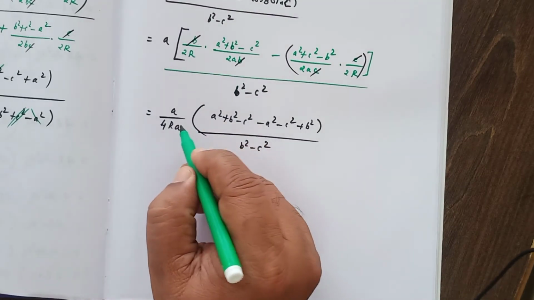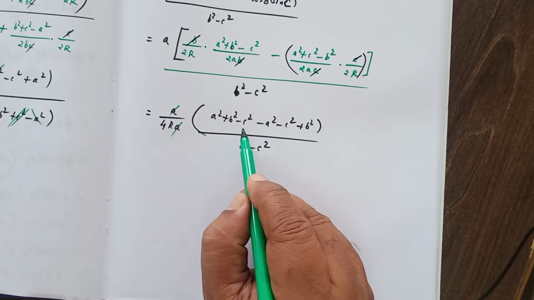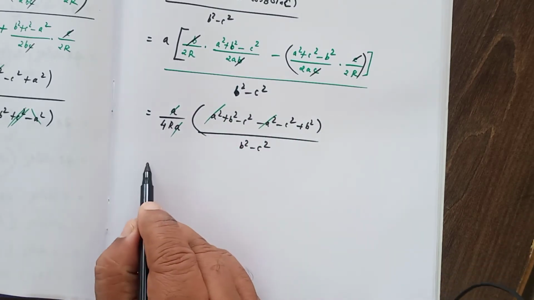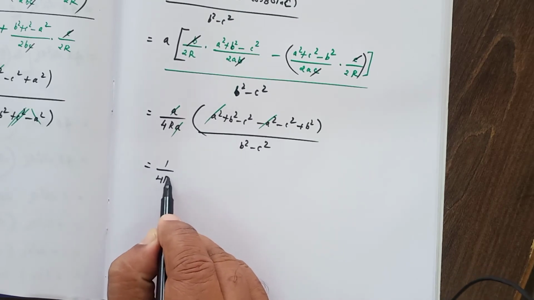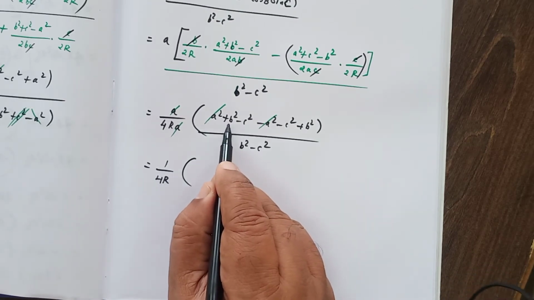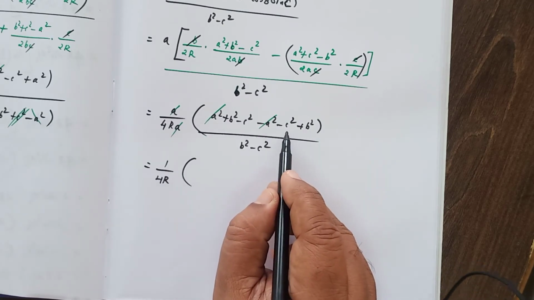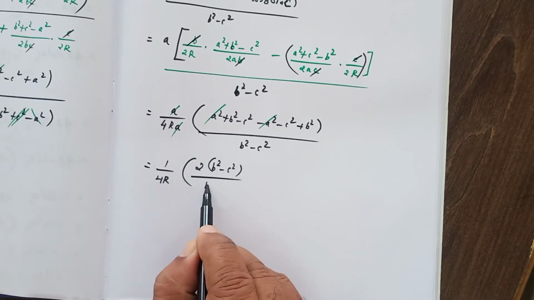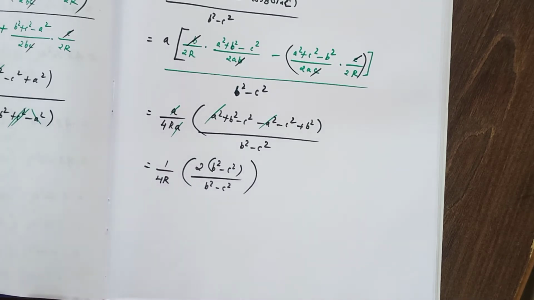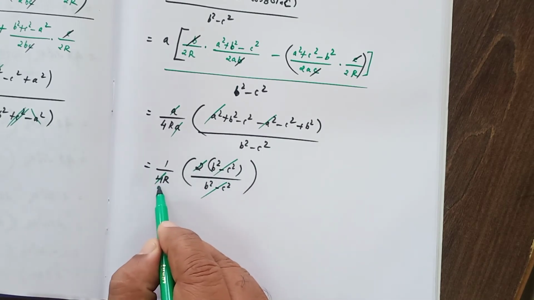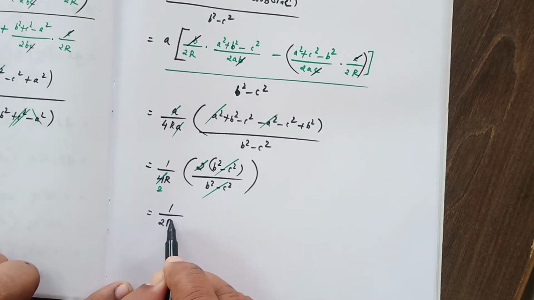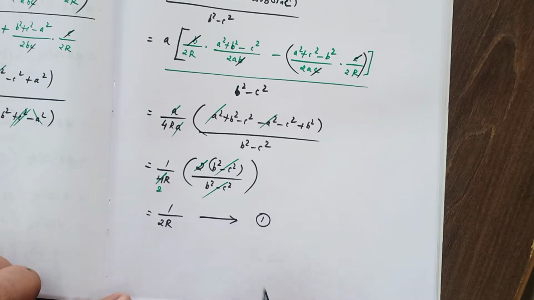Now here a gets cancelled. Here plus a squared minus a squared gets cancelled. That is equal to, so 1 by 4r into b squared plus b squared, 2b squared minus 2c squared. So 2 into b squared minus c squared divided by b squared minus c squared. After that, b squared minus c squared gets cancelled, 2 twos. So we have 1 by 2r, 1 divided by 2r, and let it be number 1.